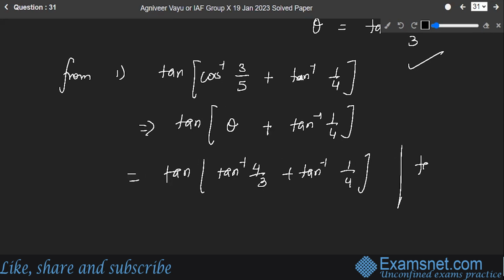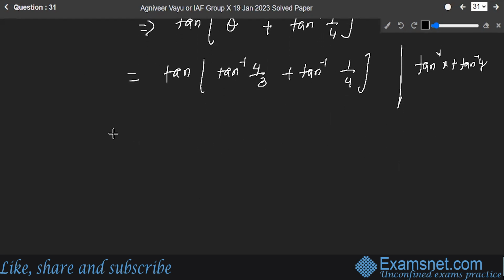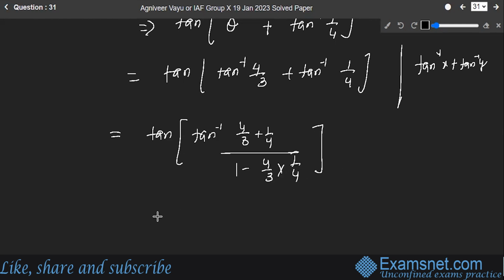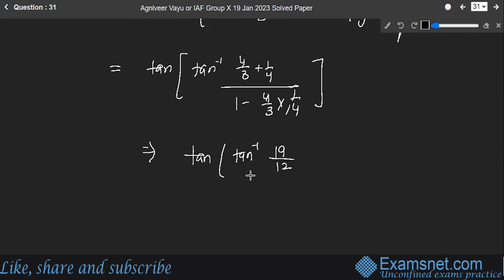Now I will apply the formula for tan inverse x plus tan inverse y. We discussed this formula in the very beginning. So this is equal to tangent of tangent inverse of 4 by 3 plus 1 by 4 upon 1 minus 4 by 3 into 1 by 4. These two will cancel and you will have here the tangent and tangent inverse. Of course, they will cancel, but we'll write that later. So this is equal to 16 plus 3, that is 19 upon 12, and this whole is divided by 1 minus 1 by 3.